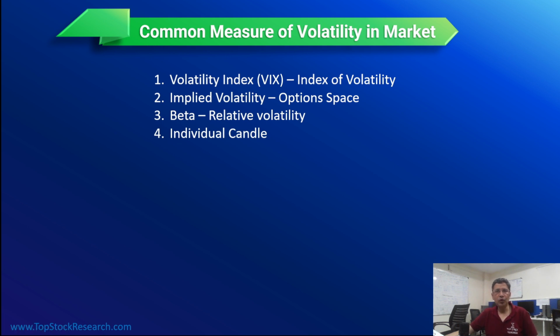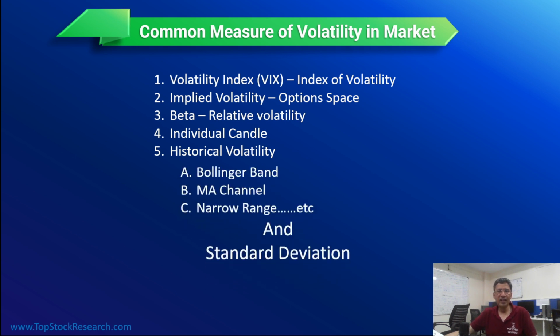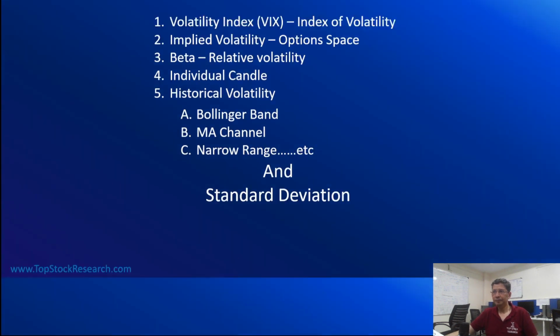Then individual candles can help you tell what the volatility is. For example, a long candle, doji candle, or boring candle. If there is a series of doji candles, then it is less volatile. If they are long-legged, a long white candle, or a series like three white soldiers, then obviously the volatility is higher, right? Then you have historical volatility, where the volatility is calculated based on historical price, for example Bollinger Band or MA channel. Even beta is part of historical volatility. You have narrow range breakouts, and what we are going to cover here is standard deviation.